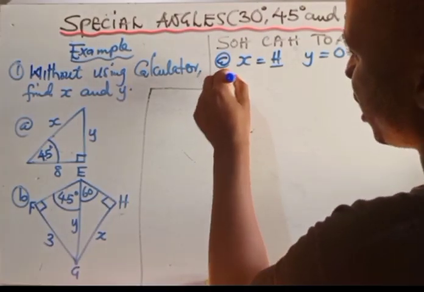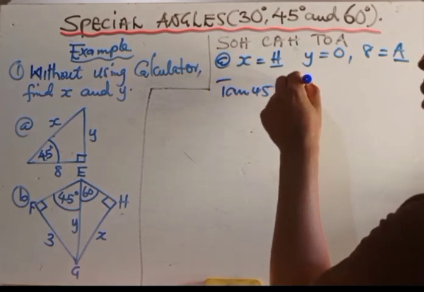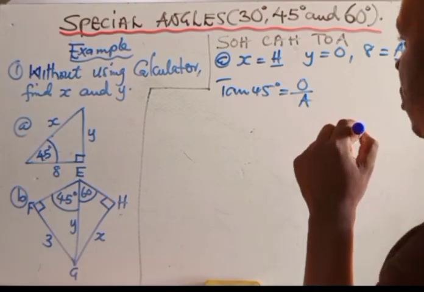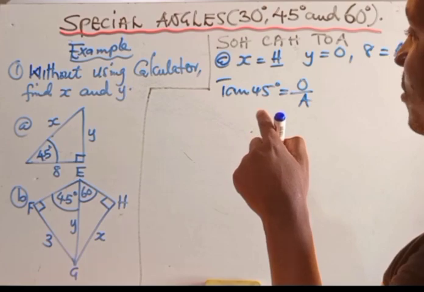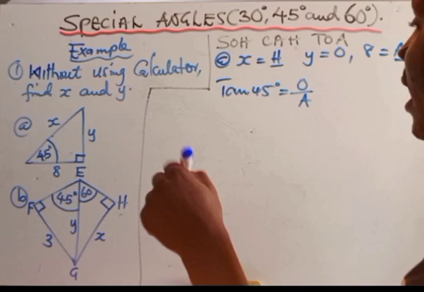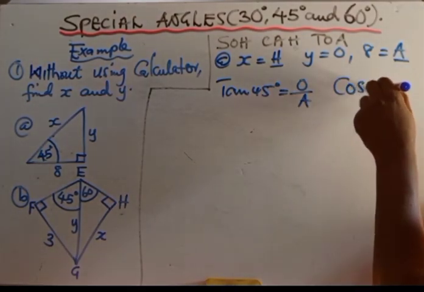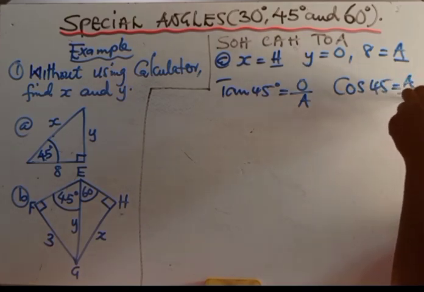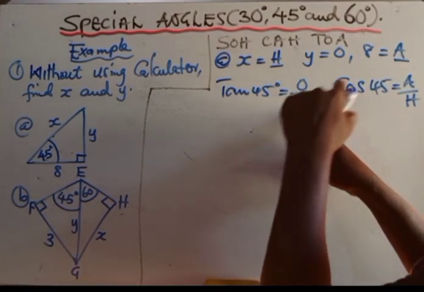which is tan. So I will say tan 45 degrees is equal to opposite over adjacent. Okay, this means that I'm finding y instead of x. For x, I have to use the cos. For x, I have to use the cos 45, which is equal to adjacent over hypotenuse. Yes. Let me start with the y.